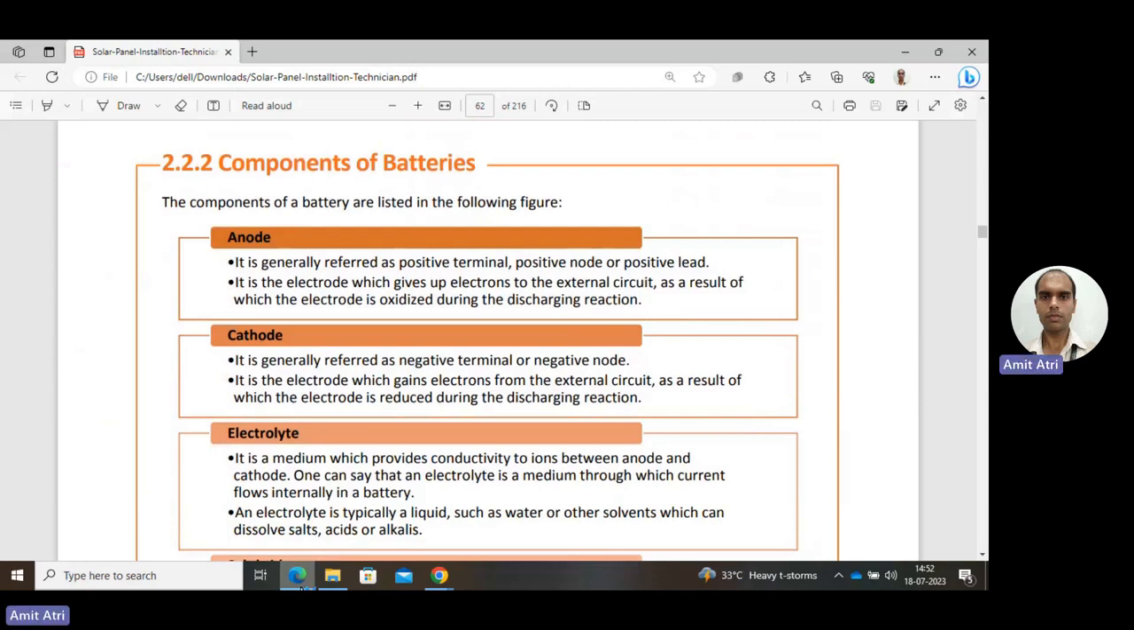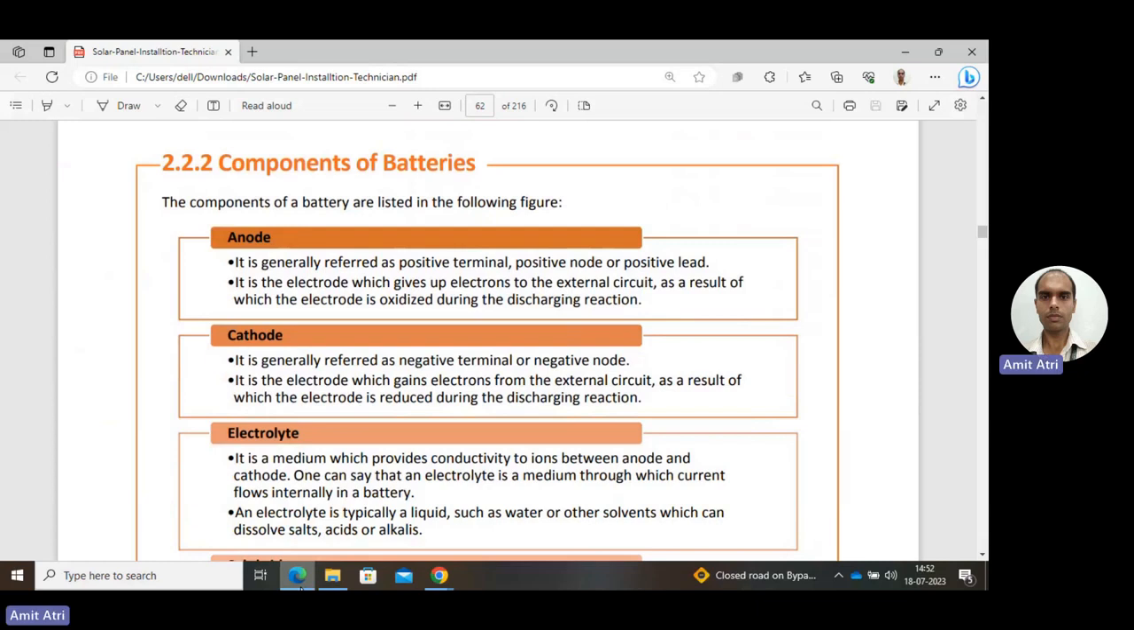Next thing is the cathode. It is generally referred to as the negative terminal or negative node. The cathode is the electrode which gains electrons from the external circuit, as a result of which the electrode is reduced during the discharging reaction. Means electrons are being received at the cathode.